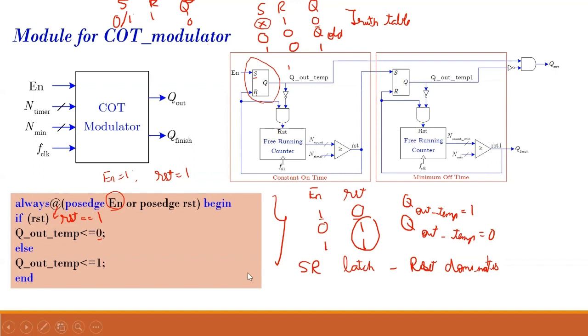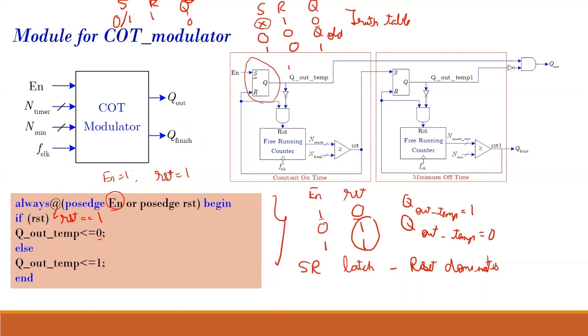Actually, they'll say if 1-1 comes, it is indeterminate. Usually, if S and R are 1, they will say indeterminate state. Yeah, you could say you don't know what the output will be, but over here we have written the code. It is reset dominated. The code is written that way.